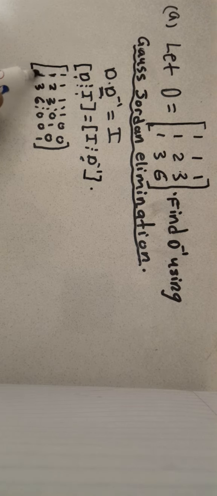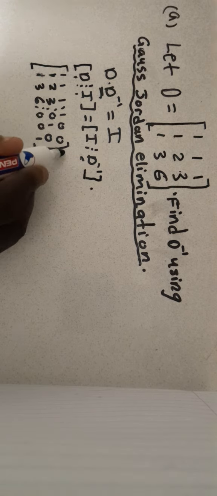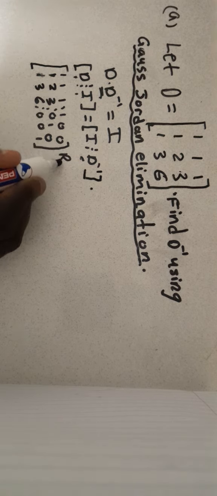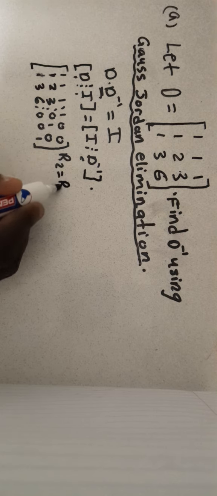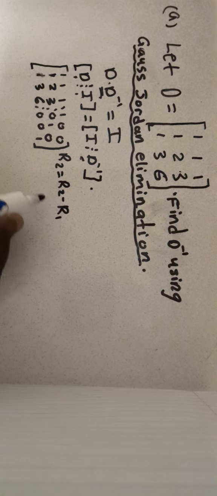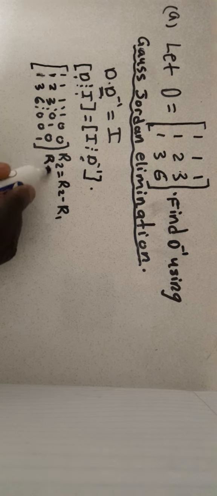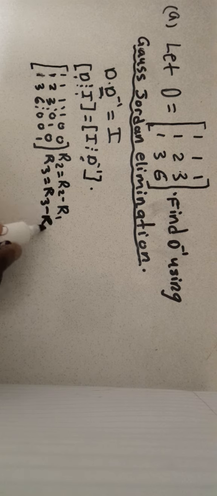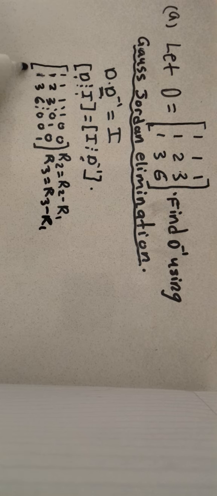We can make the 1 on the second row and the 1 on the third row become 0. So I can say that R2 equals R2 minus R1, and R3 equals R3 minus R1. We need to make these two numbers zeros. So let's do that.